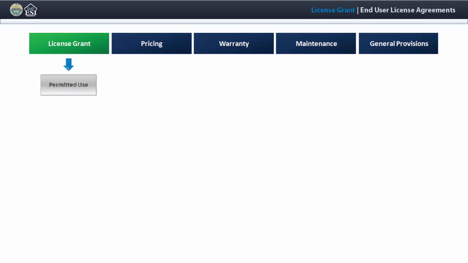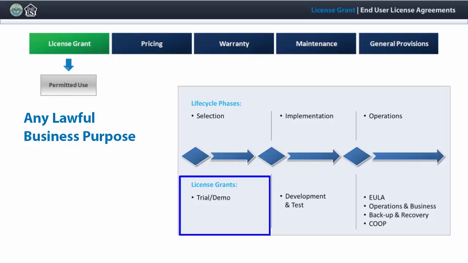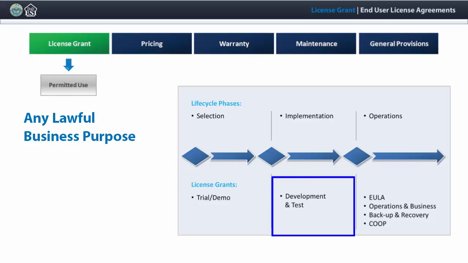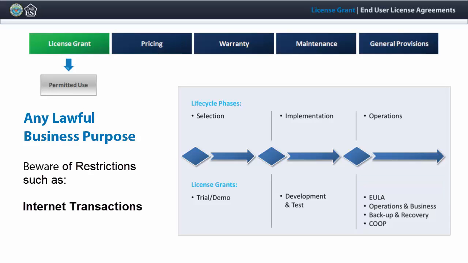All required and anticipated uses of the software should be permitted by the license. It is usually best to have a broad sweeping clause that allows for the software to be used for any lawful business purpose. If there are legitimate restrictions, ensure that language is reasonable and accurate. For example, some software may only be used for demonstration purposes, development and test purposes, or backup and recovery needs. Beware of restrictions such as, the software may not be used for internet transactions or access.